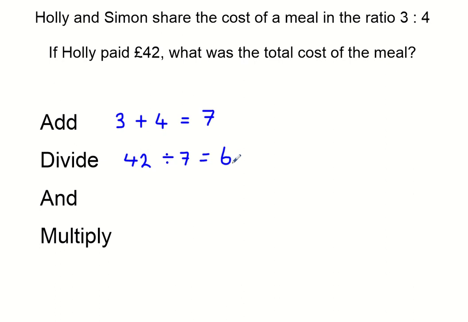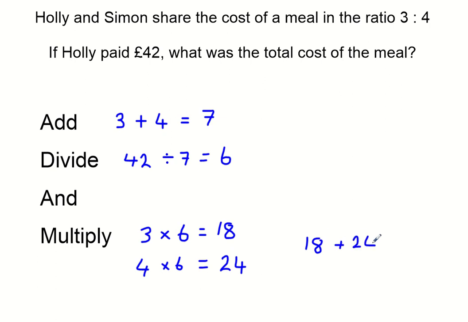Finally, we are told to multiply that 6 by each of the parts of the ratio. So 3 multiplied by 6 is 18, and 4 multiplied by 6 is 24. So the total cost of our meal would be the 18 add the 24, which is £42.